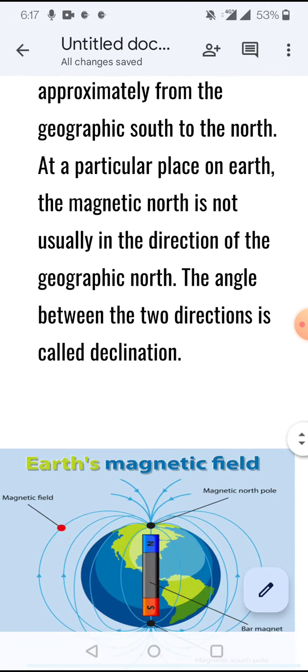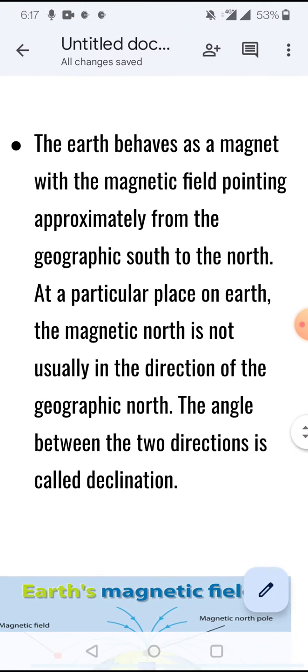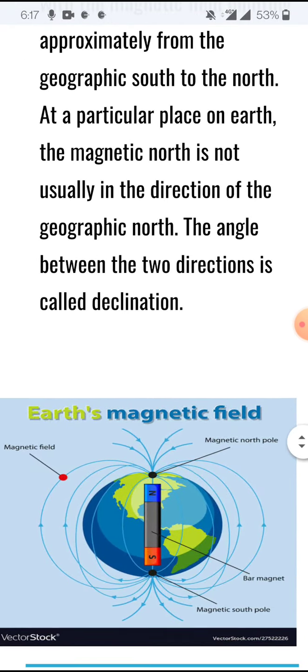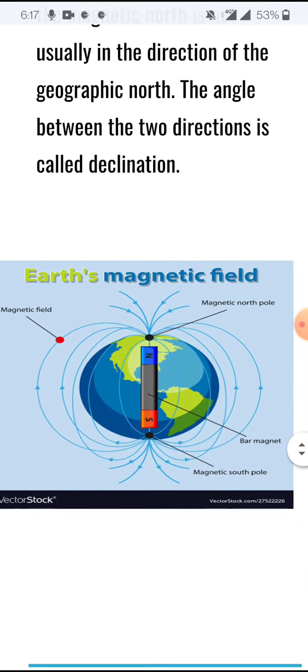That is, the Earth behaves as a magnet with the magnetic field pointing approximately from the geographic south to the north at a particular place on the Earth. The magnetic north is not usually in the direction of geographic north. The angle between the two directions is called the declination.